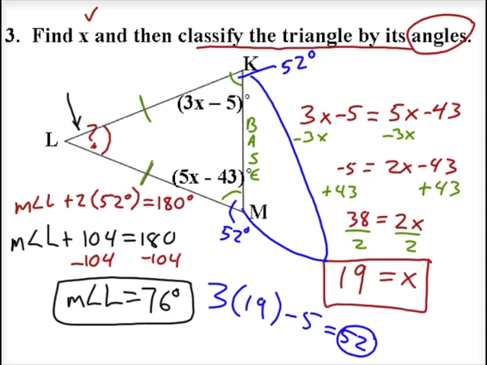So this angle is 76 degrees. So each of the three angles, 52, 52, and 76, all of those are acute angles, and so we can classify this triangle as an acute triangle.